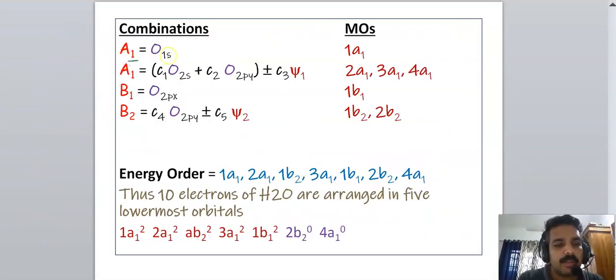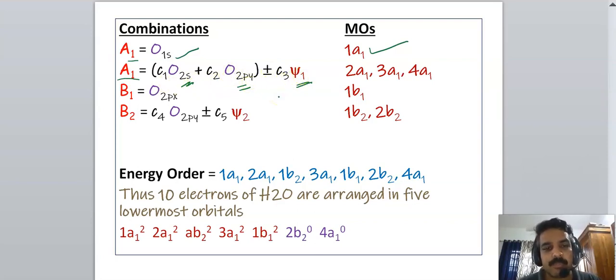That is A1 symmetry. Oxygen 1s orbital remains non-bonded. It is denoted as 1A1. And for orbitals having A1 symmetry, oxygen 2s combines with oxygen 2pz and with psi1, which belongs to A1 symmetry. So C1 O2s plus C2 O2pz plus or minus C3 psi1. Okay, and we get three orbitals, 2A1, 3A1 and 4A1. And the orbital belonging to B1 symmetry, that is oxygen 2px orbital, remains non-bonded because neither of the SALCs belongs to B1 symmetry. So it is denoted as 1b1.